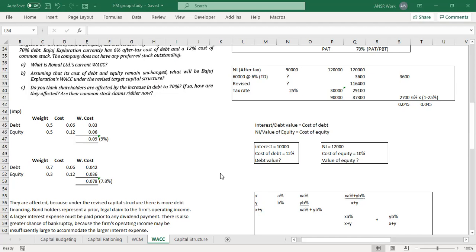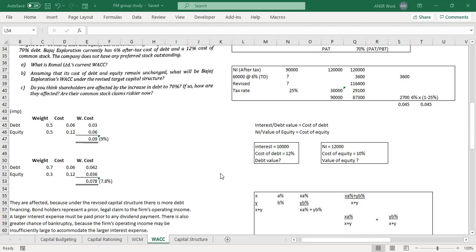How much you pay for your debt is totally different from how much net income you are having for the organization. So there is no relation between those two. Cost of debt has no relation with cost of equity. Value of debt has a relation with value of equity and the value of the firm. But the cost of debt has no relation with cost of equity.